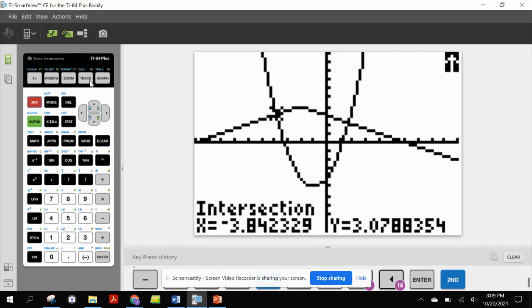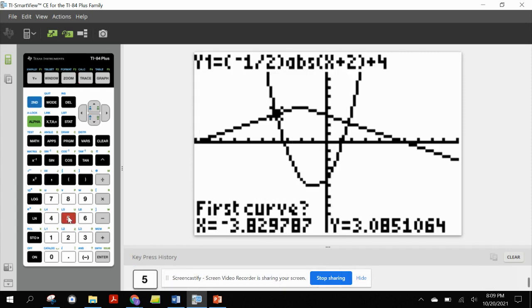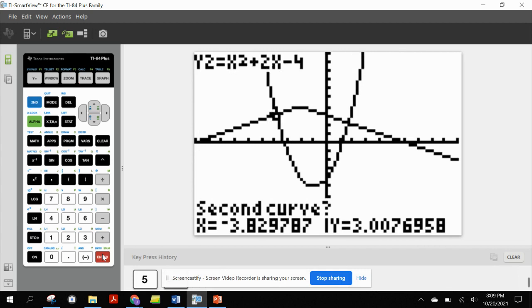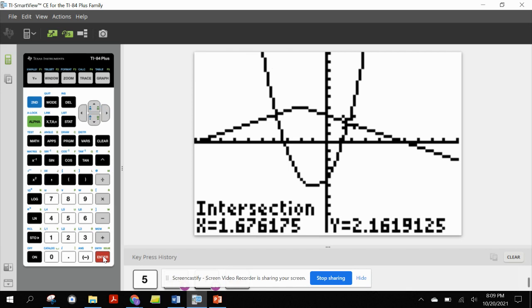Now we want to find the second point of intersection to the right, so we're going to go back to second calculate, option number 5. First curve, enter. Second curve, enter. Again, where it says guess, use the right and left arrows to get us to where we want to go. Okay, now we want the one on the right, so we want to get the cursor as close as possible. Click enter, and it gives us a new intersection point. Round it to 1 decimal place. That's going to be x is equal to approximately 1.7.